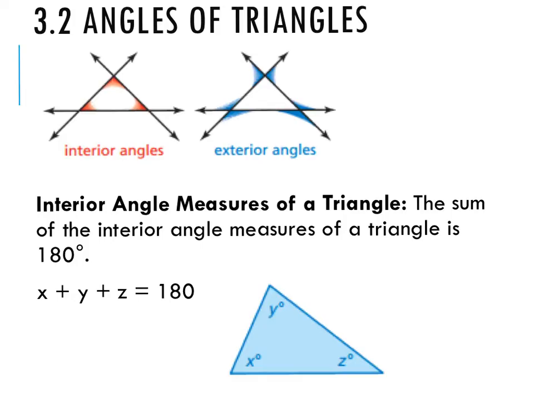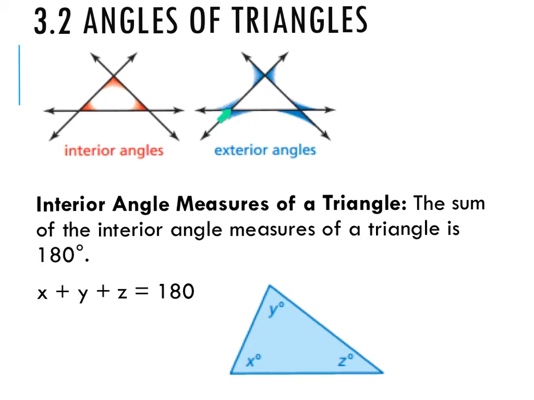Let's first define interior and exterior angles. So interior angles are going to be on the inside of the triangle. And notice with these two examples, we also extend out the sides to help us, one, visualize the interior part of the angles, but more importantly also to see where those exterior angles are.